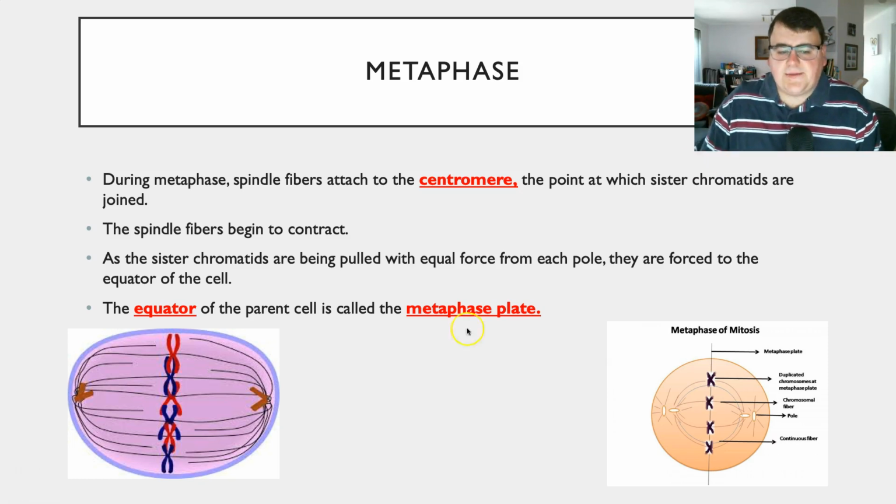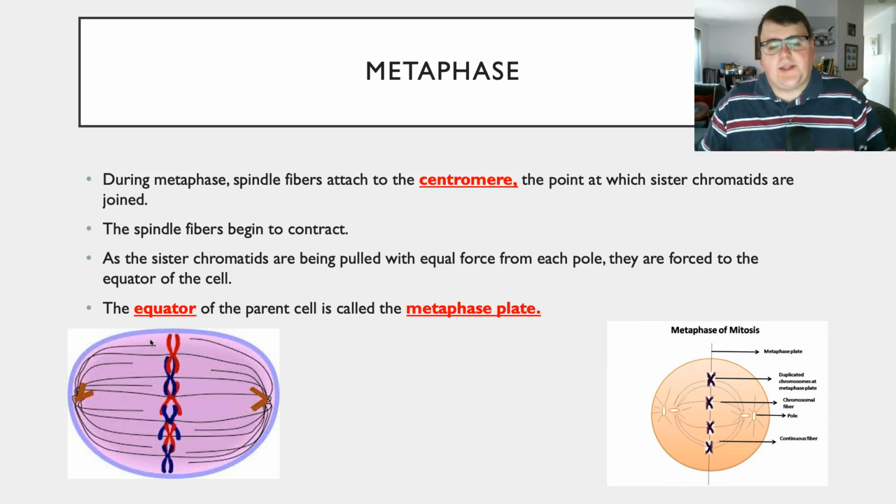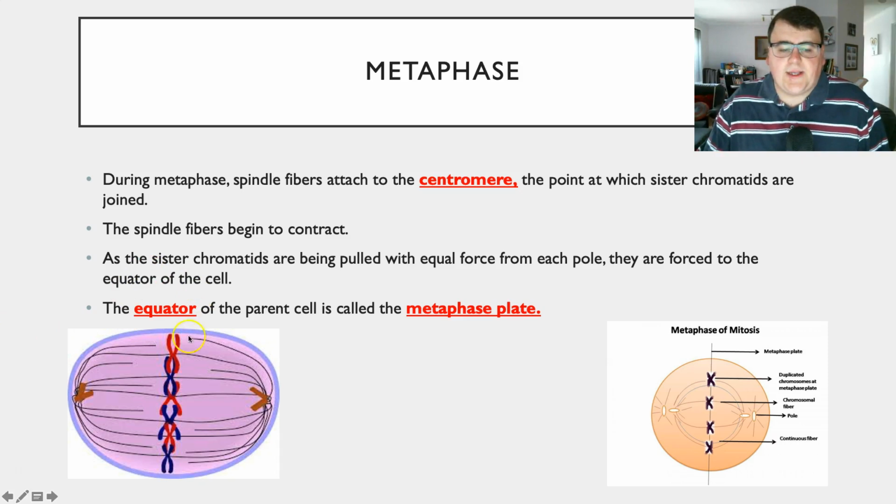So in metaphase, the spindle fibers that we've got coming out of our centrosomes are going to attach to the centromere. And the centromere, remember, is the point at which 2 sister chromatids are joined. Once they're attached to those centromeres, the spindle fibers begin to contract, and they have equal force pulling on them. So as they have equal force pulling from each pole, the sister chromatids are forced into the equator of the cell.